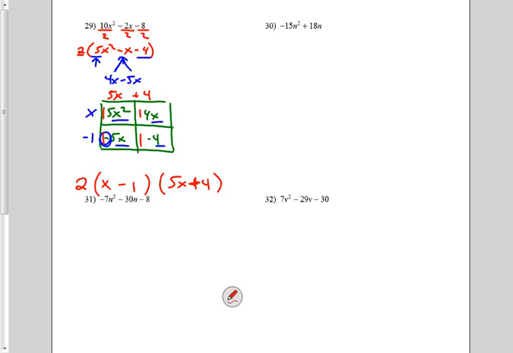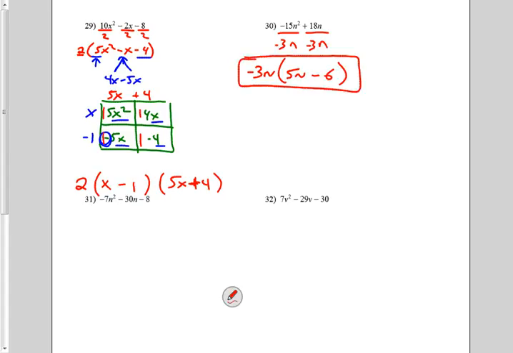Now 30 again is going to be a special case. I only see 2 terms. In those terms, I can just do a GCF right away. So let's not forget this. The GCF here, I can definitely divide out on n. And it looks to me that the biggest number I'm going to get is a negative 3. So that's going to come out here. 15 divided by 3 is 5n minus 6. So again, you get these ones with just 2 terms. We can just try to do GCFs immediately. We don't have to try that. Okay.